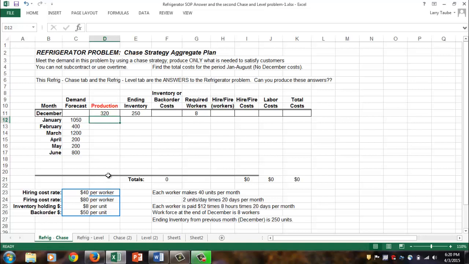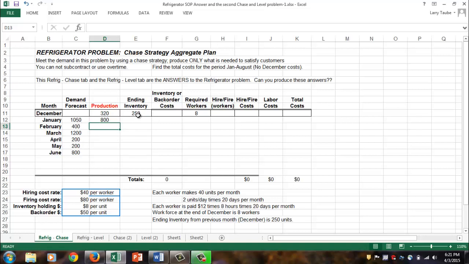So for January, we have here a demand of 1050. We're using a chase strategy. Okay, chase says meet the demand, so let's go ahead and make 1050. Wait a minute, I already have 250 sitting in inventory, so I don't think I need to make 1050. I need to make 250 less than that, or about 800 units.